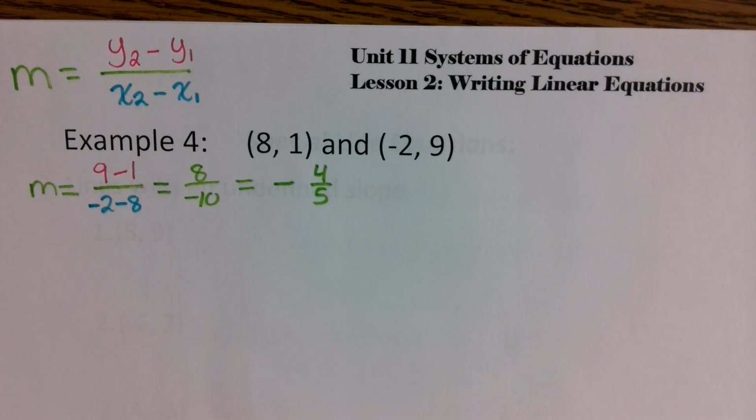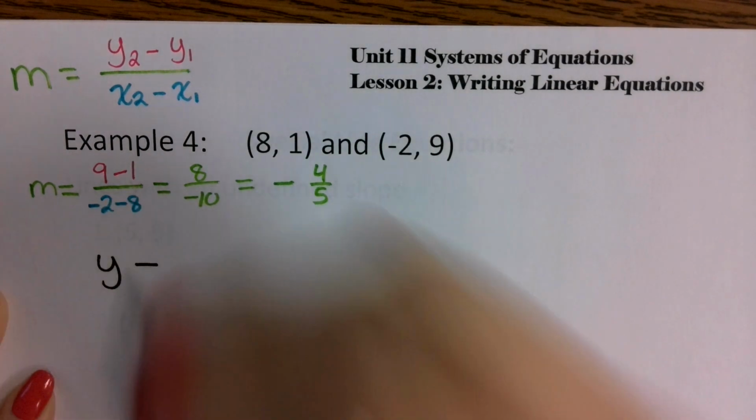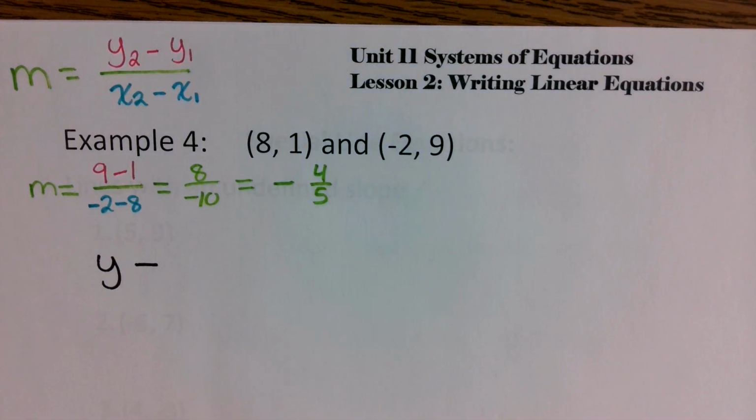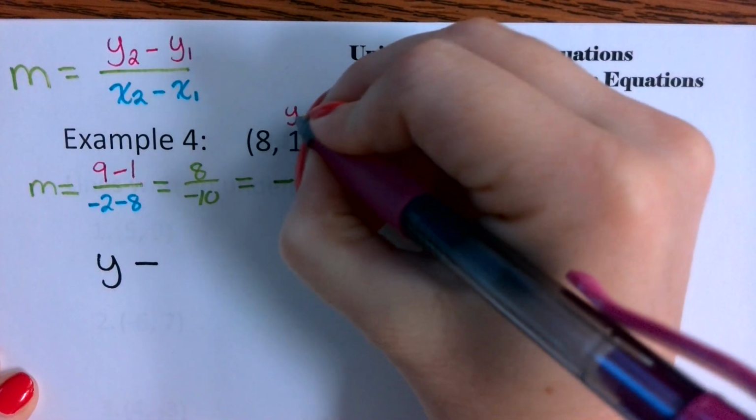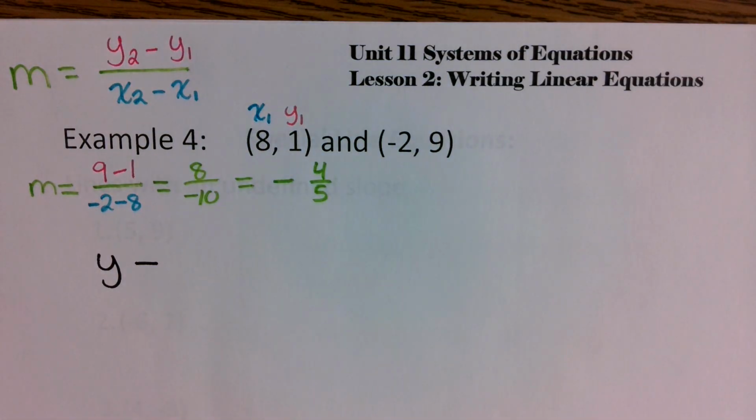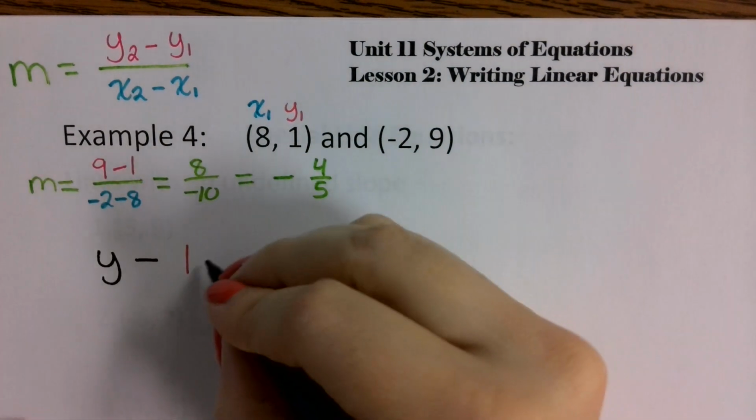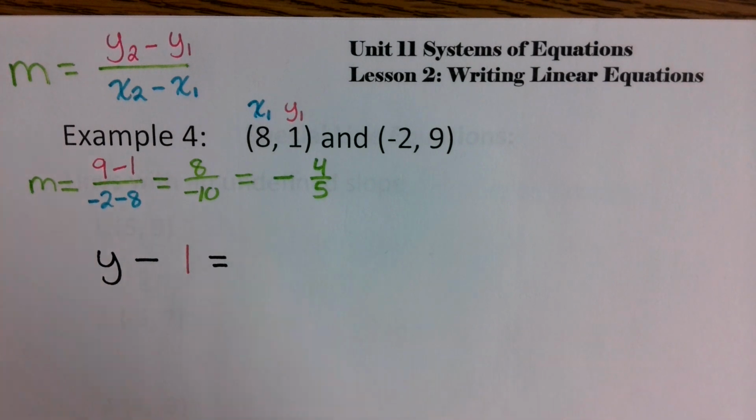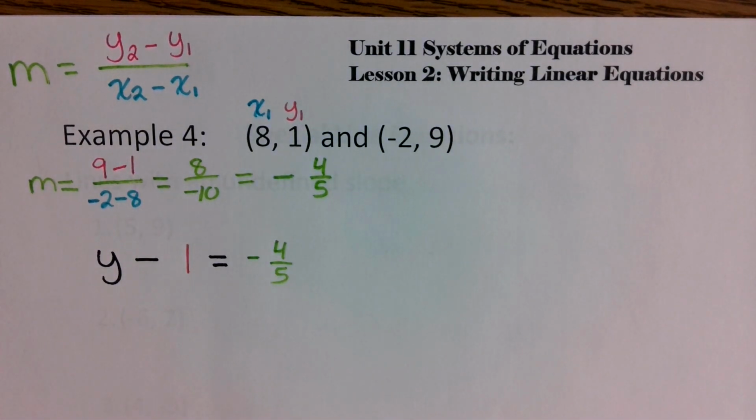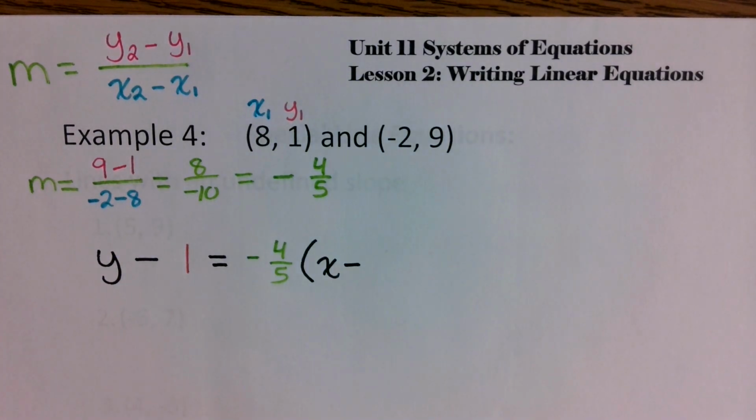Okay, so I would plug it in as y minus, and again, we're going to use these as our coordinates, right? This is our y1, this is our x1. So we're going to do y minus 1 is equal to negative 4 over 5 times the quantity of x minus 8.